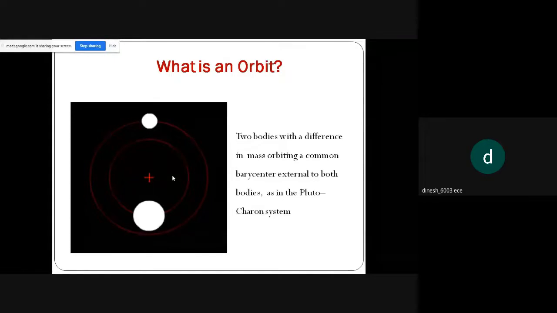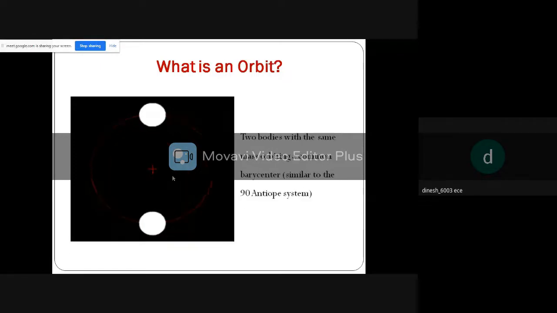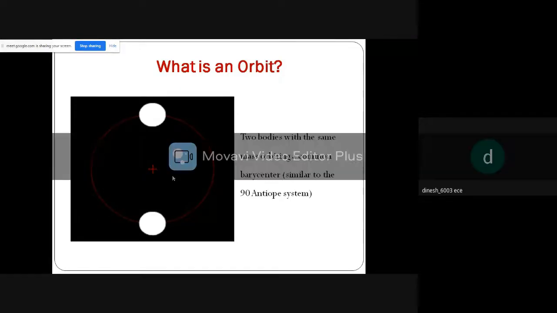Next, two bodies with the same mass orbiting a common barycenter. In this example, we have two bodies of equal masses with a barycenter in the middle, and these are revolving around it, which is similar to the Pluto-Charon type system. This is also an orbit.